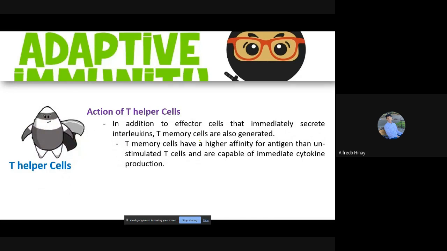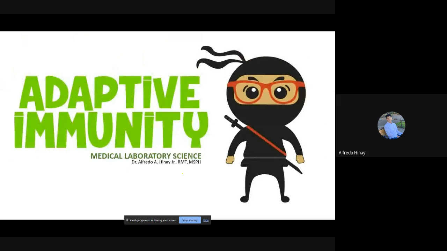So ano yung action niya, class? Okay, for sure, of course, it will secrete your interleukin cytokines, okay, that will be beneficial to the helper cells itself or to cytotoxic T cells or to other cells. Because remember that your cytokines will serve as your communicating molecules. And that's it for the adaptive immunity part 1, which is your adaptive, your T cell ontogeny, class.